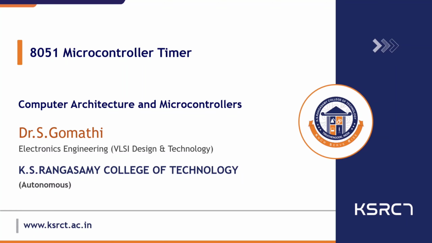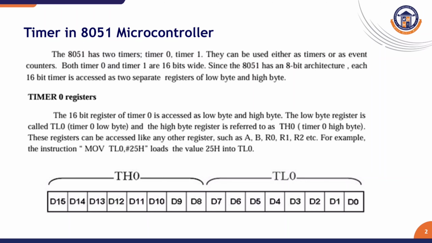Now we are going to discuss the 8051 microcontroller timer. In 8051, there are two timers available, called Timer 0 and Timer 1. They can be used either as a timer or as an event counter. Both Timer 0 and Timer 1 are 16 bits wide.